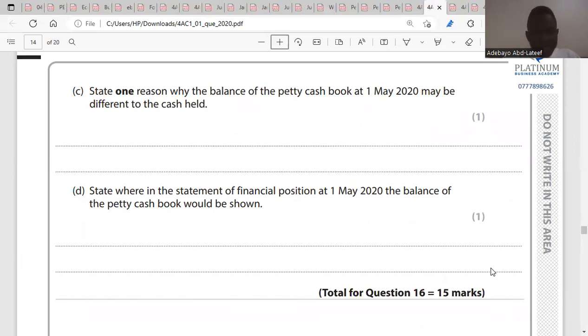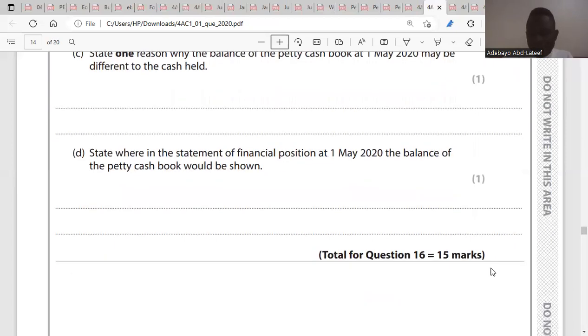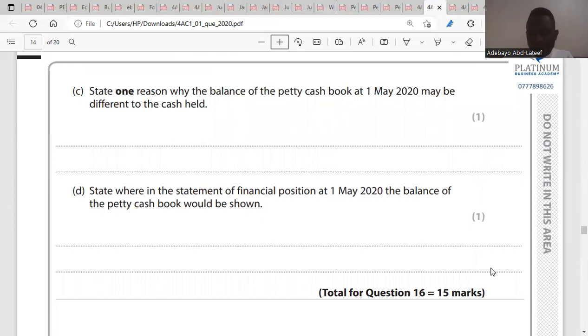What is a voucher? A voucher is just an evidence of payment. It's just an evidence that you made the payment or you received the payment. So we use voucher for petty cash. We call it payment voucher. Is it clear? All right.